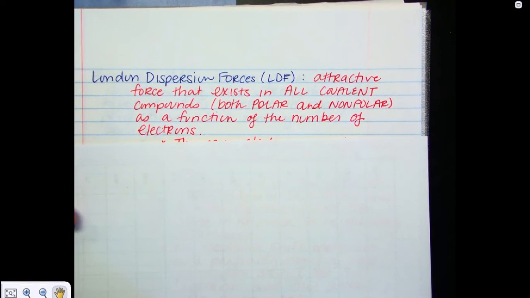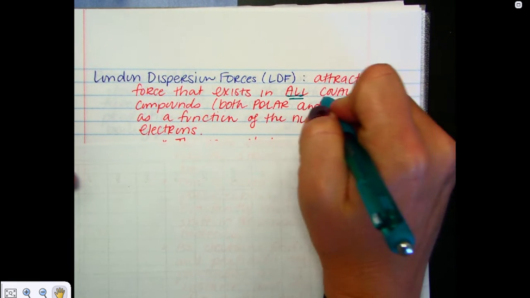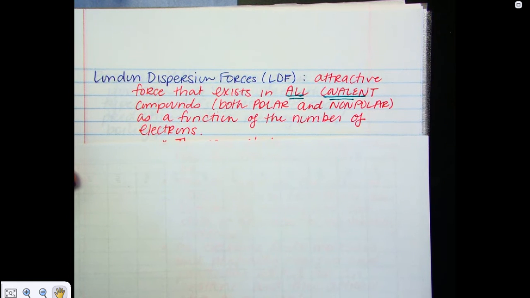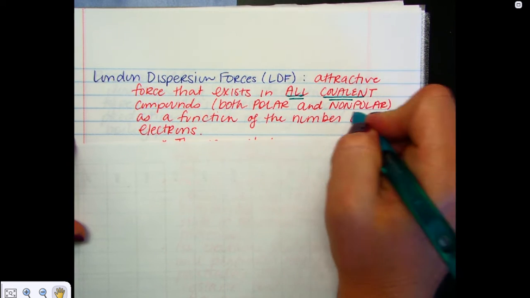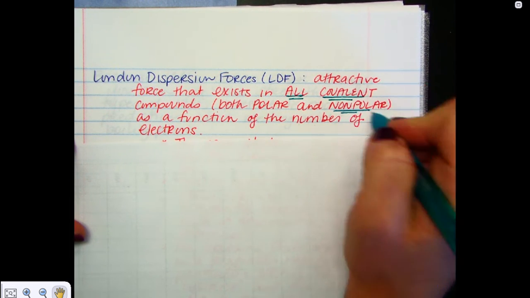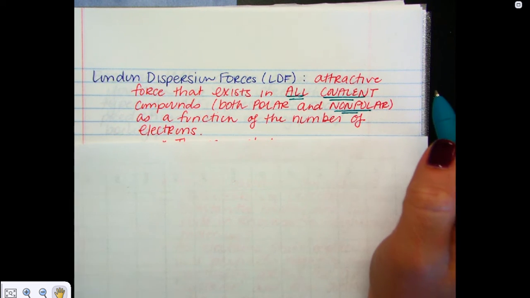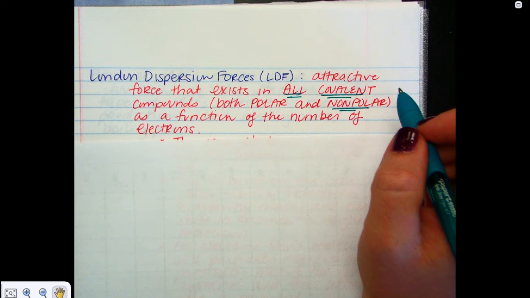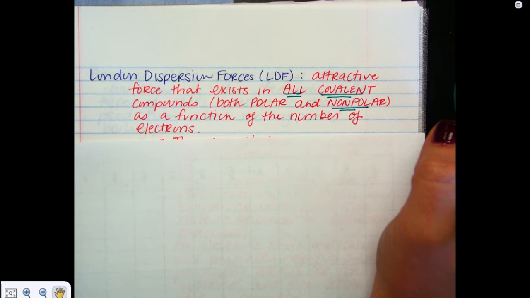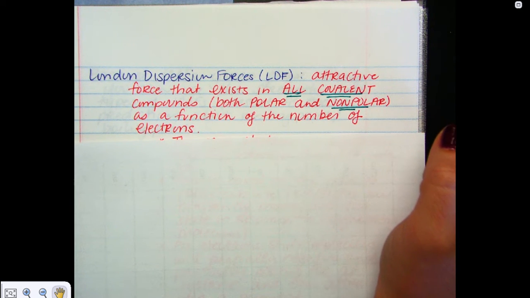London dispersion force, which we call LDFs for short, exists in all, emphasis, all covalent compounds. That means if it's polar, we have LDFs. And if it's nonpolar, we have LDFs. So LDF is the only one that exists in nonpolar, because remember, dipole-dipole and hydrogen bonding, you have to be polar to have those two forces. But London dispersion force, all covalent compounds, including the nonpolar, have them.